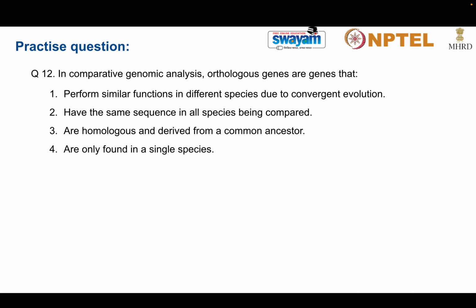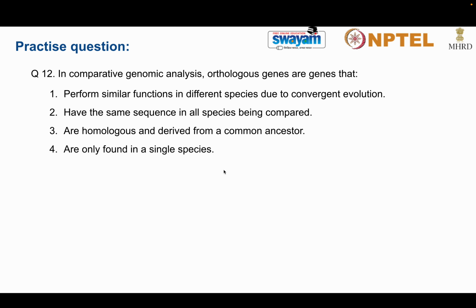So now let's move to question number 12. In comparative genomic analysis, orthologous genes are the genes that: option 1, perform similar functions in different species due to convergent evolution. Option 2, have the same sequence in all the species being compared. Option 3, are homologous and derived from a common ancestor. And option 4, are only found in a single species.